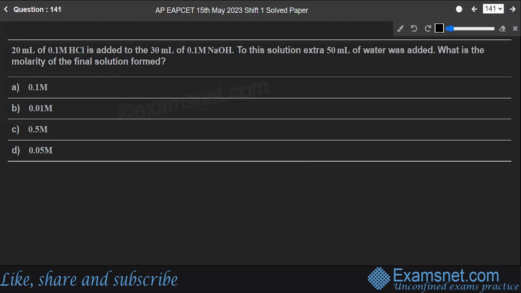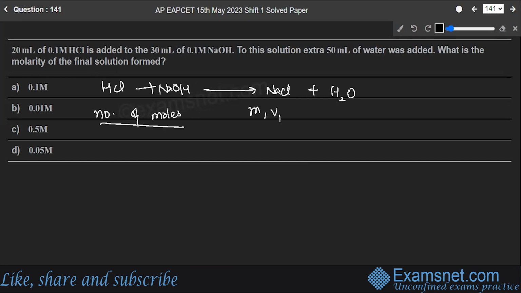20 ml of 0.1 mole hydrogen chloride is added to 30 ml of 0.1 mole sodium hydroxide. To this solution, an extra 50 ml of water was added. What is the molarity of the final solution formed? See, first of all, let's write the reaction. Hydrogen chloride reacts with sodium hydroxide. The products will be sodium chloride and water. The number of moles remains the same on both sides, that is M1V1 and M2V2 remain the same.